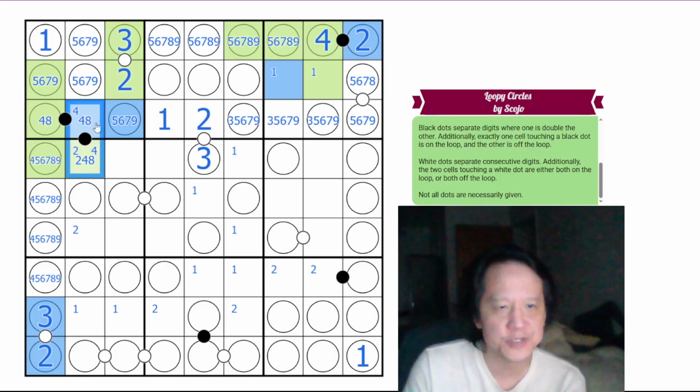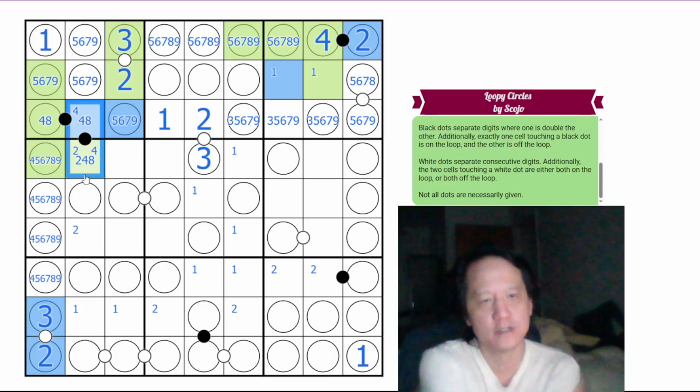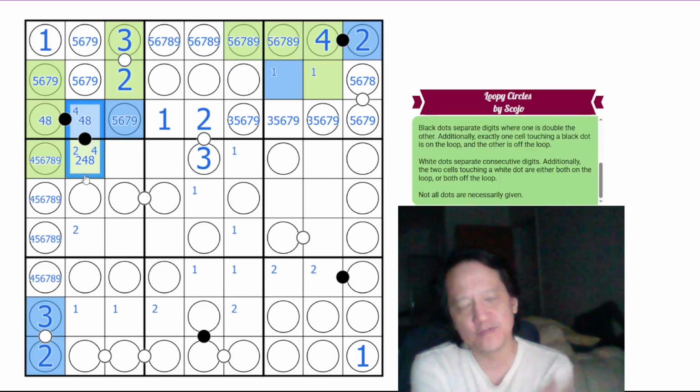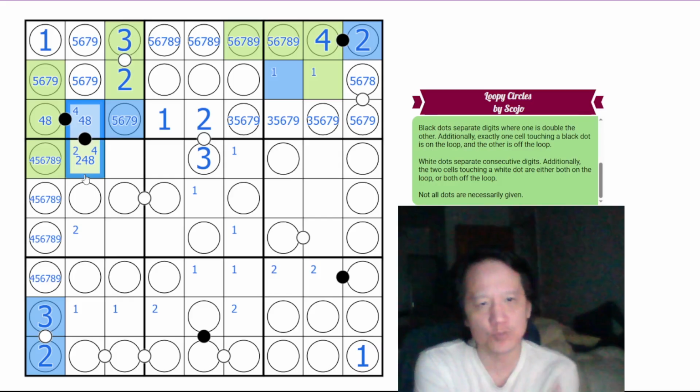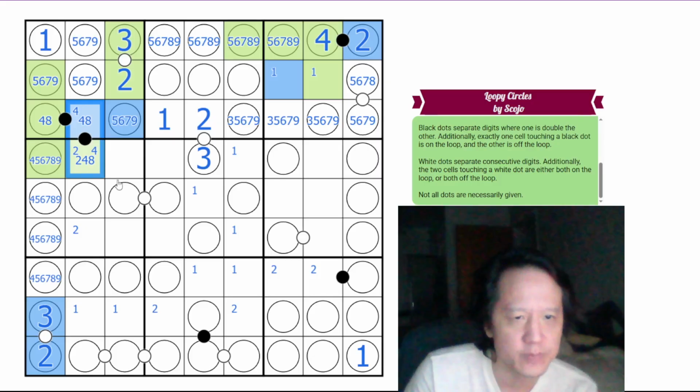Oh, this is a 4 off the loop, which is the only 4 that can be off the loop. And it's in column 2. Sorry, not off the loop. Not in a circle. Apologies. So that means 4 has to appear in columns 1, 3, 4, 5, 6, 7, 8, 9. 4 has to be in a circle.